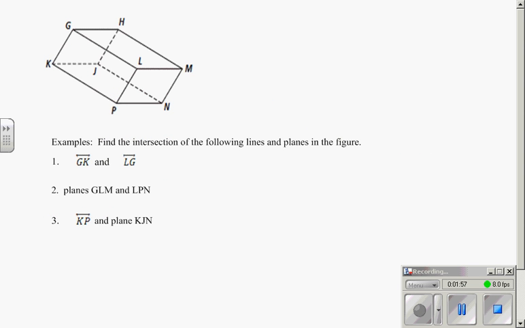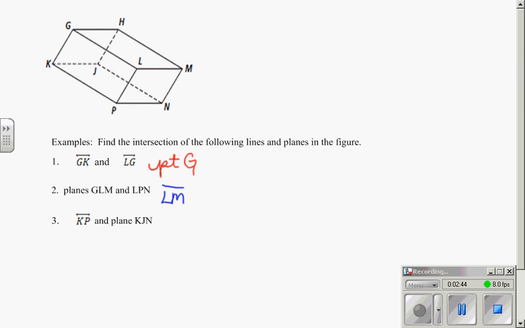Another set of examples, I find coloring very helpful. GK and LG. GK and LG intersect at point G. Intersection of two lines is a point. The planes, I'm going to shade. Planes GLM, the top of the box, and LPN, which is the end of the box, intersect in a line because two planes intersect in a line, and I would accept either segment LM or line LM as their intersection.